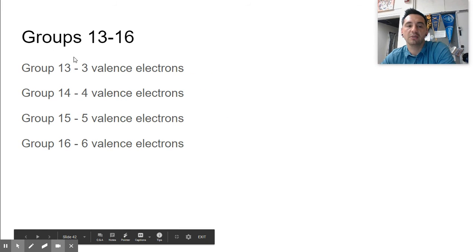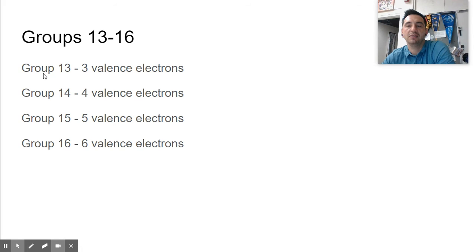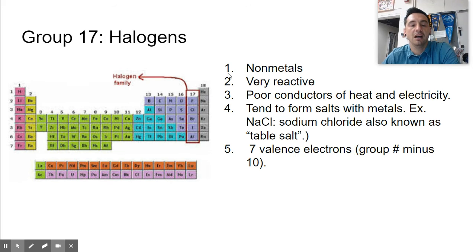Okay, groups 13 through 16, they don't really have names. We're not going to be concerned with their names, and we're not really going to be too concerned about their properties. Group 13 has 3 valence electrons, 14 has 4, 15 has 5, 16 has 6. That's all you really got to know for now. When we talk about some more specifically, you'll get to know them better. But again, a lot of them are metals, nonmetals, metalloids. They're all kind of like a transition state.